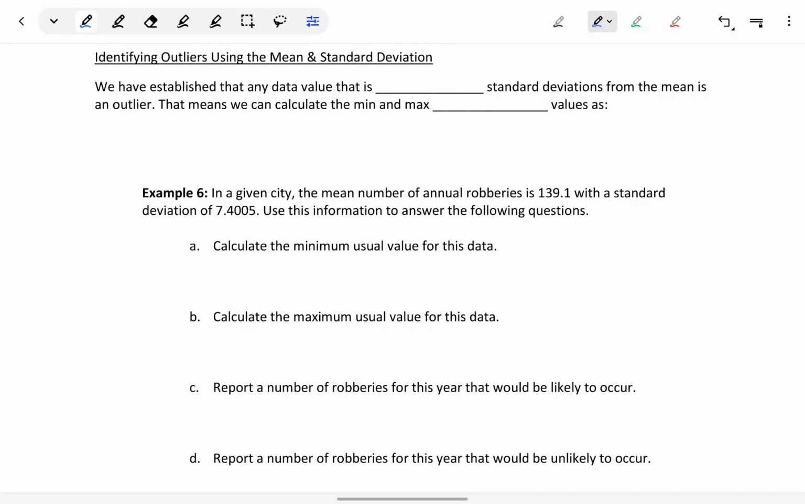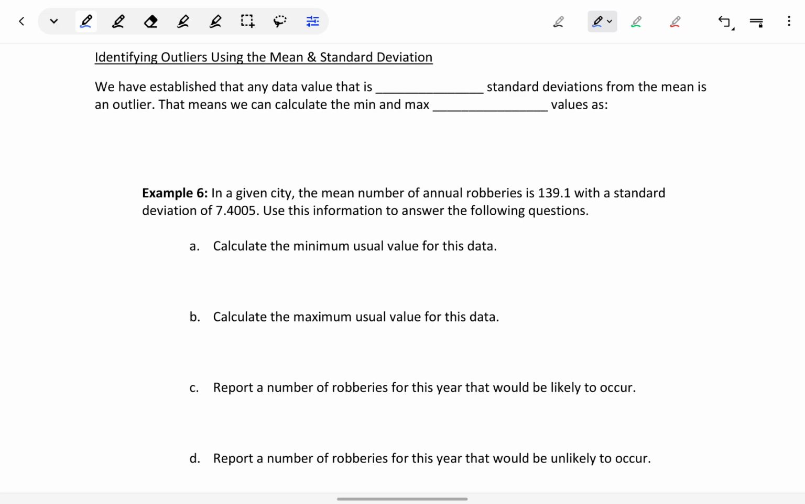In examples 3 and 4, we took an individual data value, converted it into a z-score, and then determined whether that data value was usual or unusual. That process absolutely works, but if we have a lot of data values to consider, it would be very tedious to sift through them all.